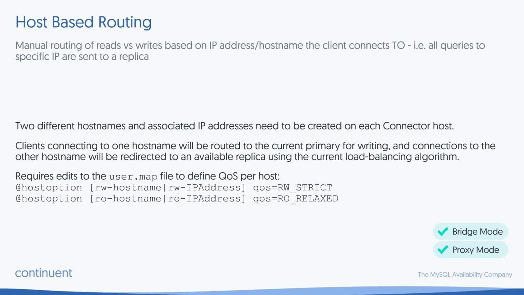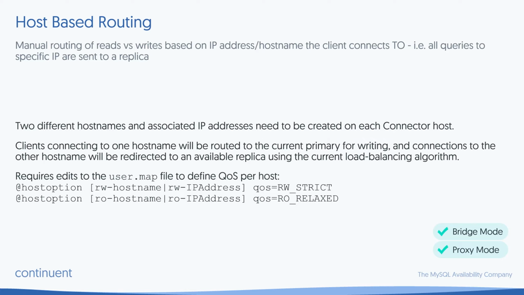Our next method is host-based routing. This can be used with Bridge Mode and Proxy Mode as well. This works in a similar fashion to port-based routing, but is handled at the host level by configuring your local network port to run with two IP addresses. So one that you will use for read-write connections and one for read-only. You then need to configure the user map with two entries. One that defines the hostname or IP address that you want to read-write by specifying the QoS of RW strict, and the other using the QoS for RO relax, which would then route to the replicas.